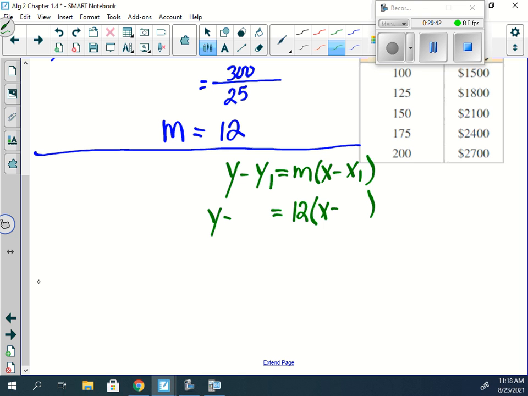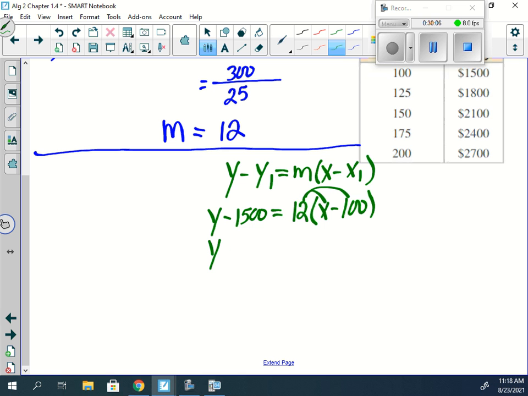So can I just pick the top point because it's the first one that shows up? So we can say 1500 for y and 100 for x. And it really doesn't matter which one we use because, again, equation of the line, we're going to get the same values in the end.